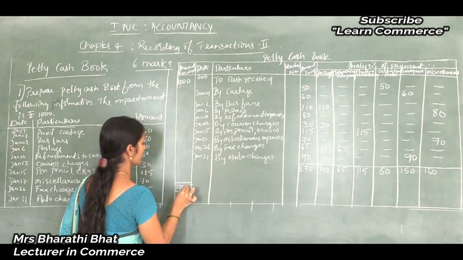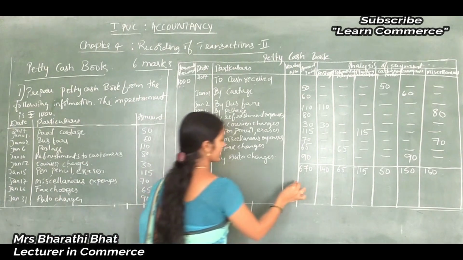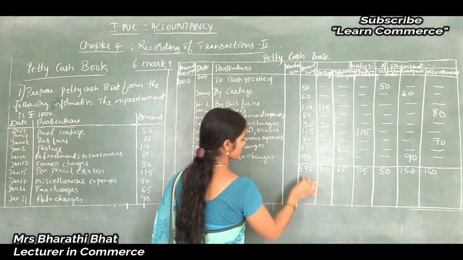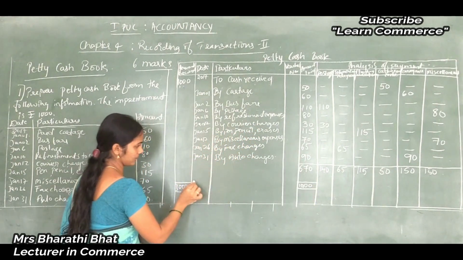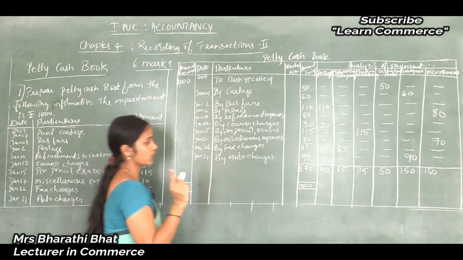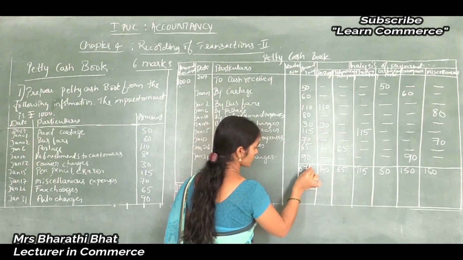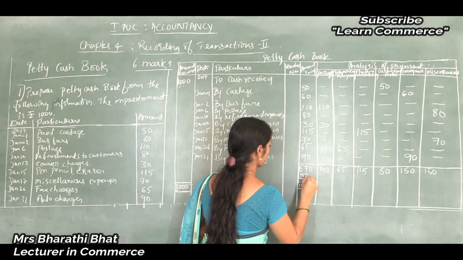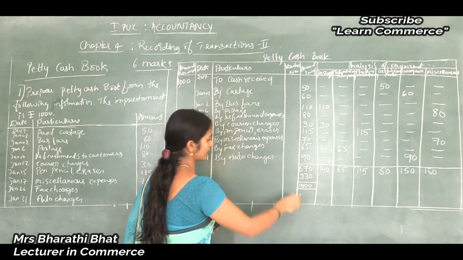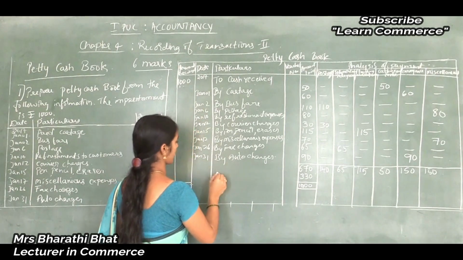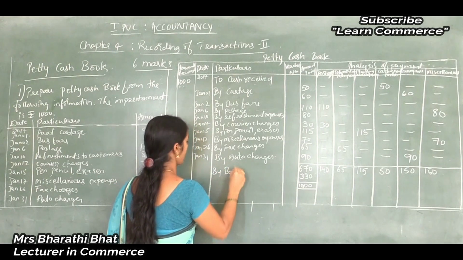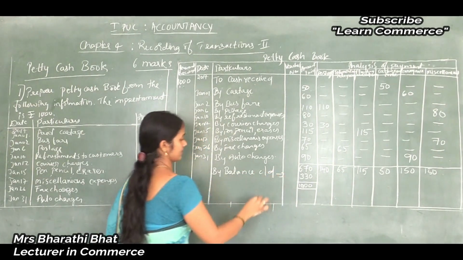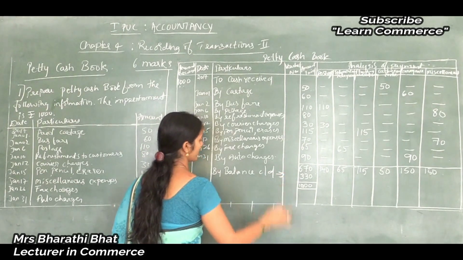Leave one line and total on this side; the greater amount goes under both sides. 1000 is greater, so 1000 on both sides, in a straight line. And from this 1000 you should deduct this 670, so 330. By adding this 330 you will get 1000 here. And this amount is "by balance carried down", 330. The 330 amount is the carried down amount.